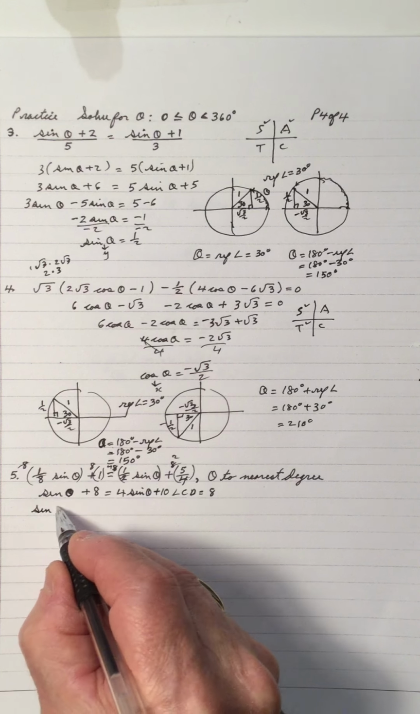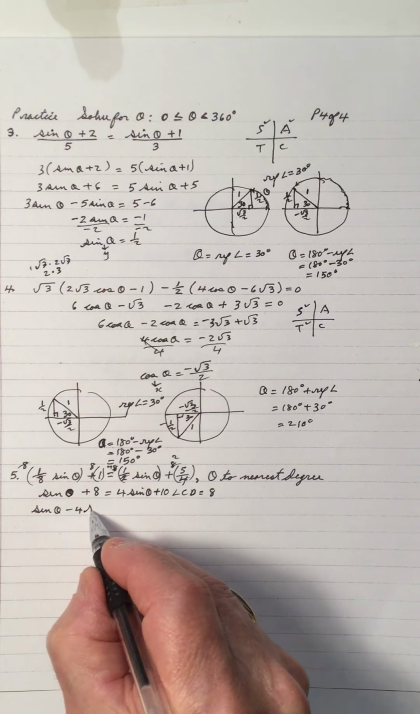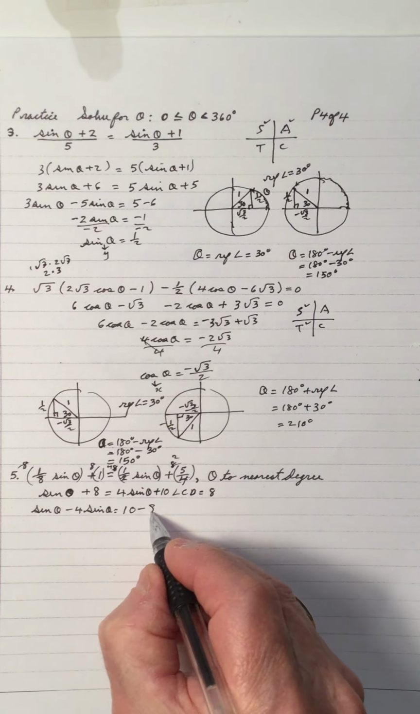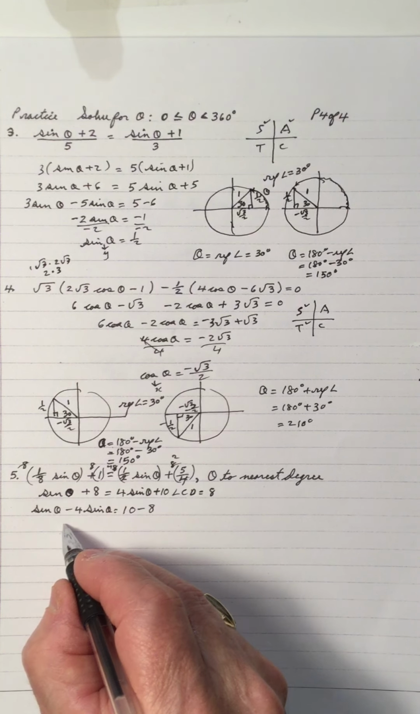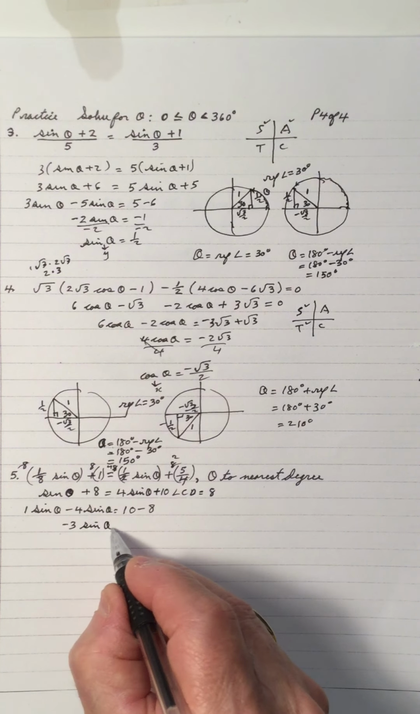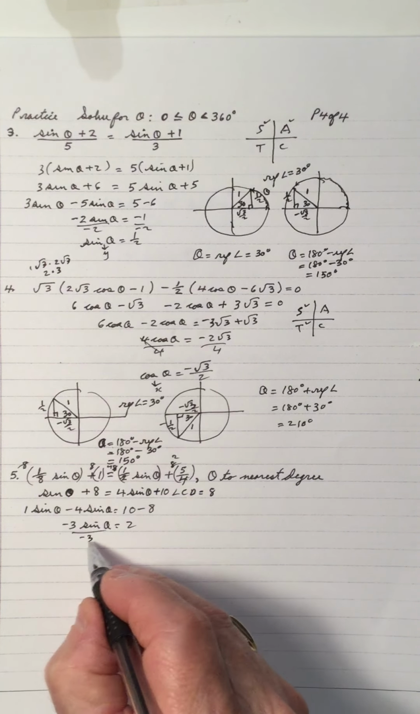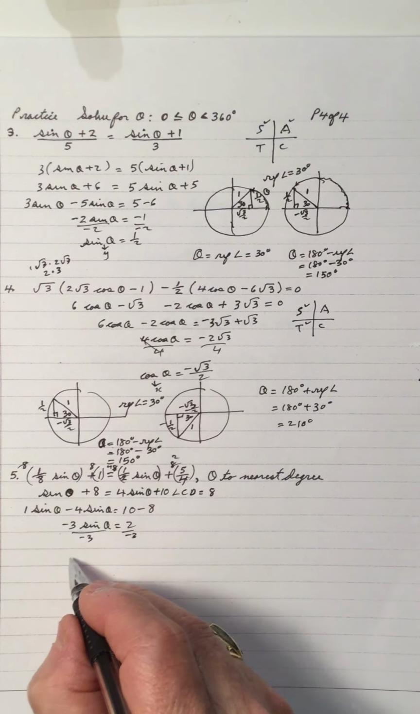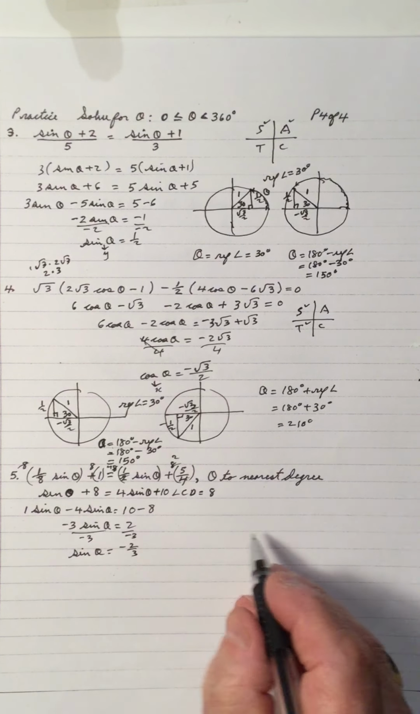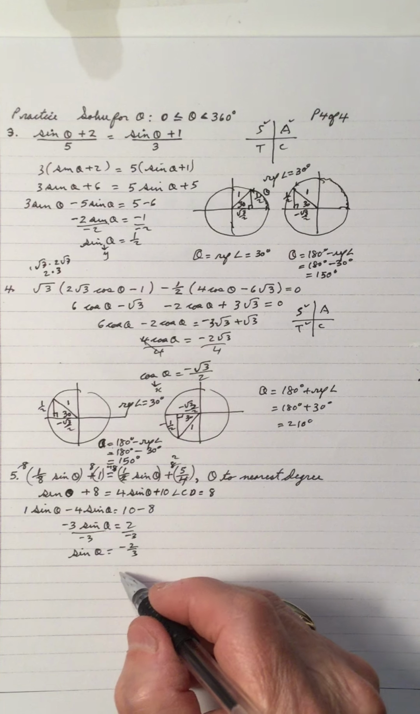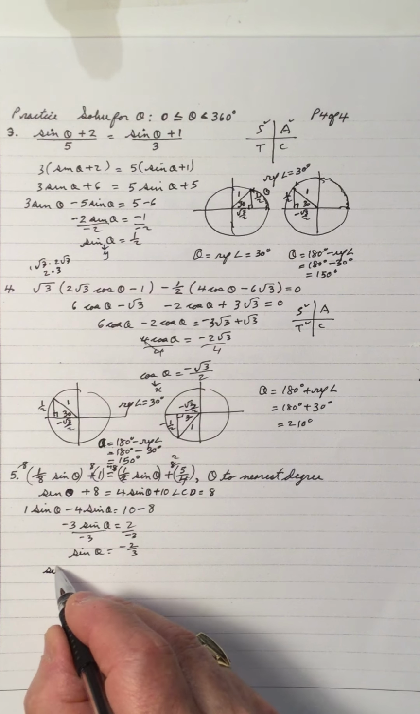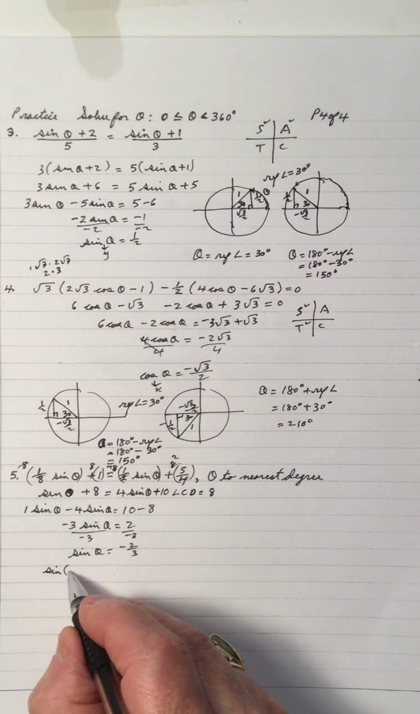So the sine thetas go on the left, and 4 sine theta becomes negative. The constants go on the right. Change the signs. So I get negative 3 sine theta equals 2. Divide by negative 3, and I get sine theta is negative 2/3. So notice the fraction is not a half, not root 3 over 2, not root 2 over 2, or 1 or 0. So the way we practice is that we want this fraction to be positive.